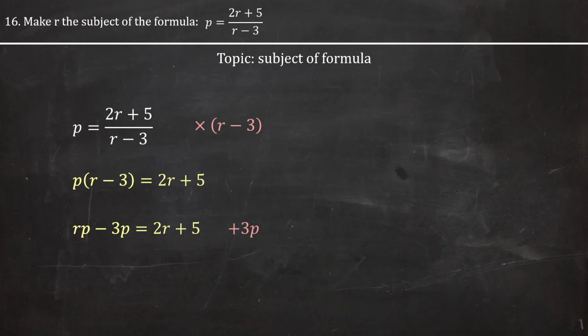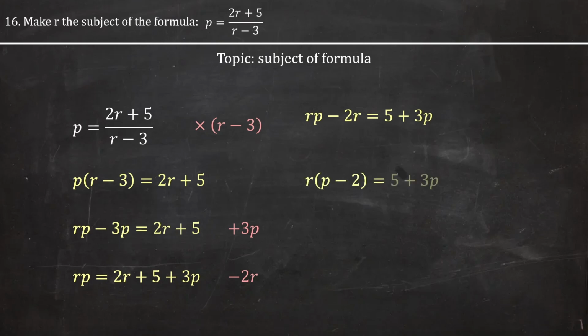Then I'm going to add 3p to both sides, so I'm trying to get everything else to the right and all the r's to the left. Add 3p to both sides, I get rp is equal to 2r plus 5 plus 3p. I'm going to take away 2r from both sides, and that's going to give me rp minus 2r is equal to 5 plus 3p. Then I have to factorize r out because I'm trying to make r the subject of the formula. So I get r bracket p minus 2 equals 5 plus 3p. Divide both sides by p minus 2, and I get r equals 5 plus 3p over p minus 2.